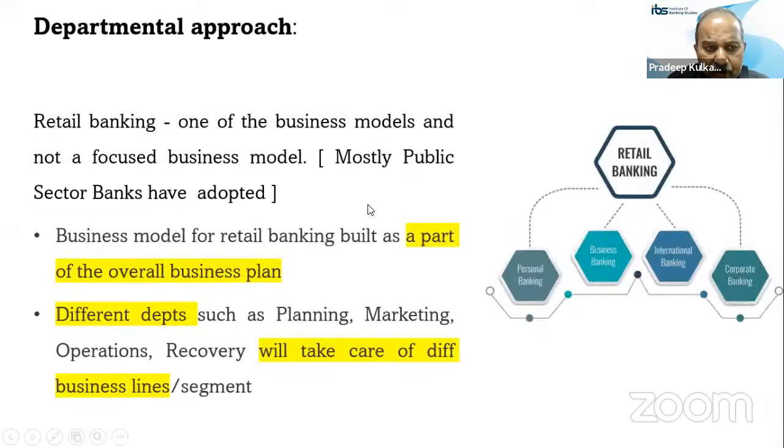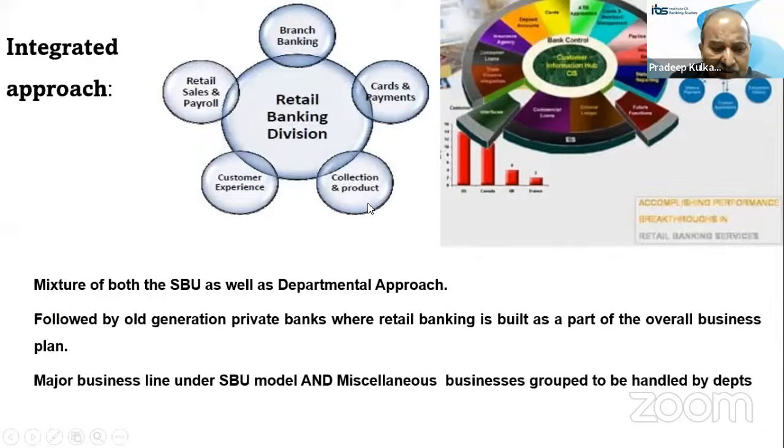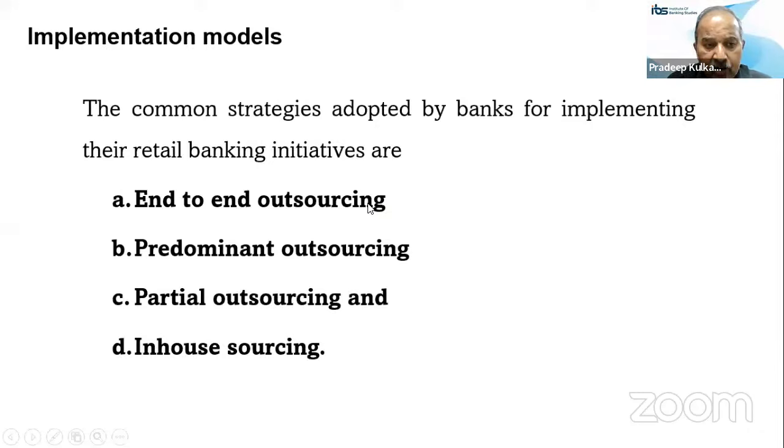SBU, department, and the integrated. These are the three approaches. And then this is the model of delivery. Model to deliver. And what are all the models? Some banks adopt total outsourcing, like HDFC Bank, IDBI Bank. Most of the processes they outsource. Only a few strategic processes are kept at their level.